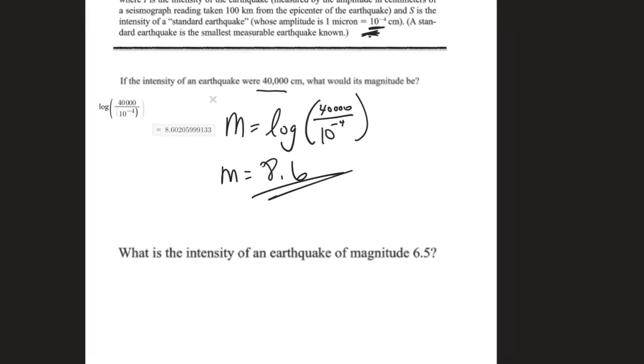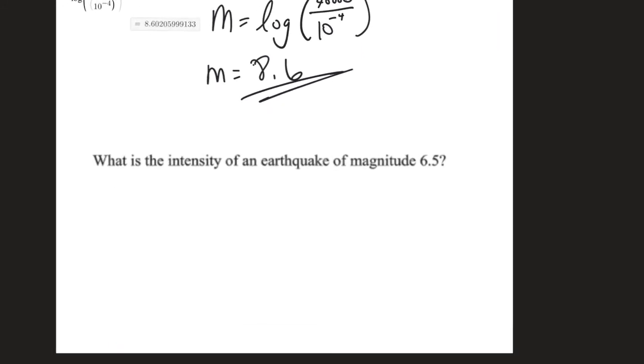So really interesting. What is the intensity of an earthquake that has a magnitude of 6.5? So if we're using magnitude equals log of I over S, I would be plugging 6.5 in for M.